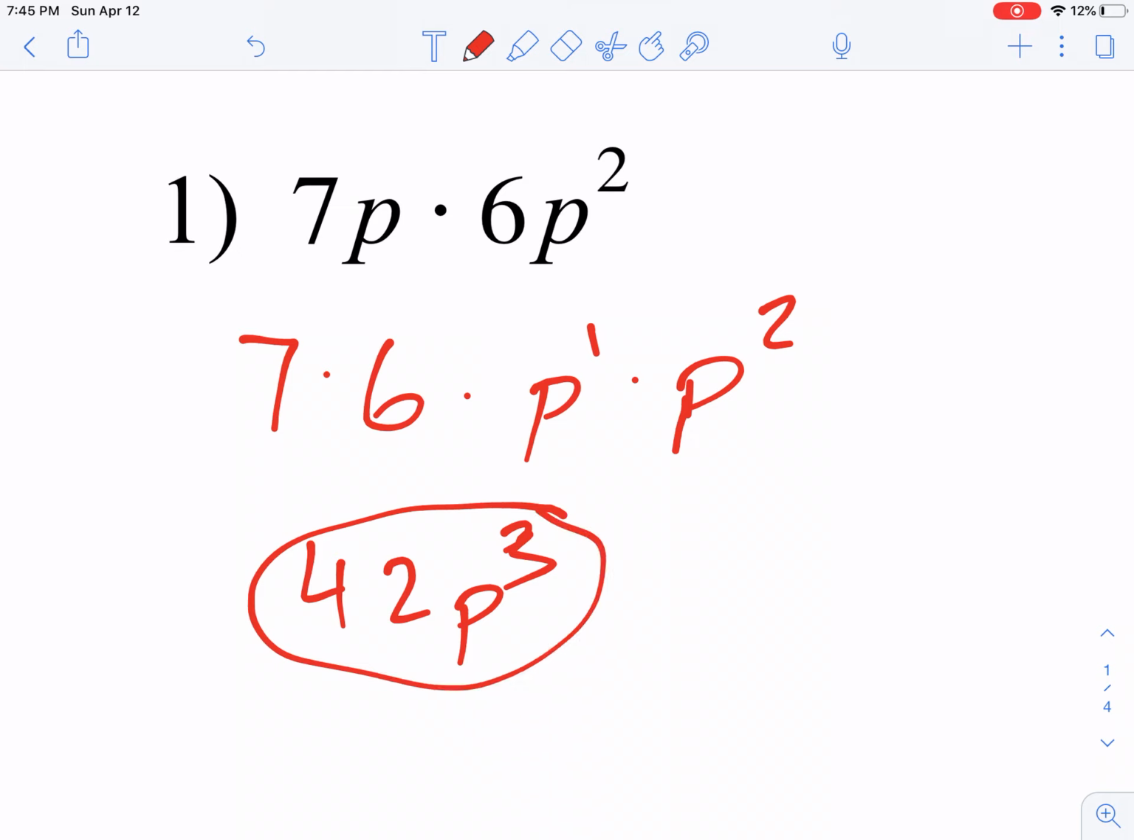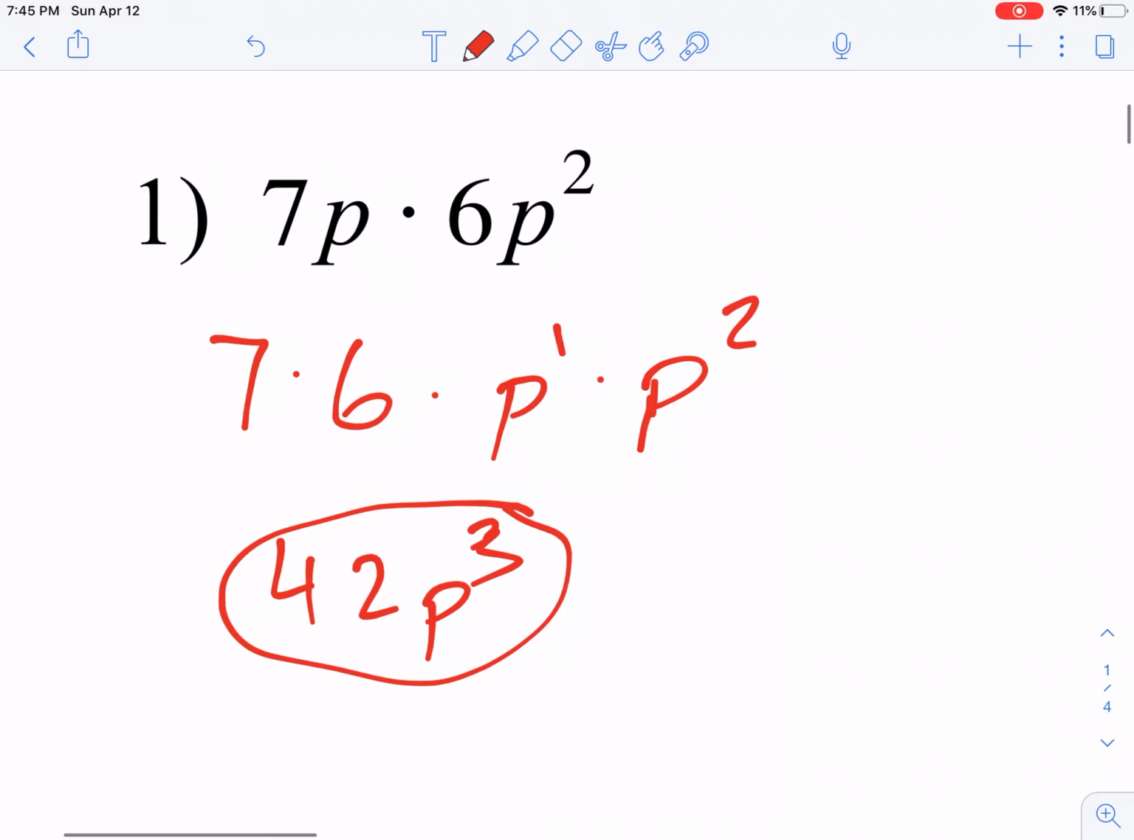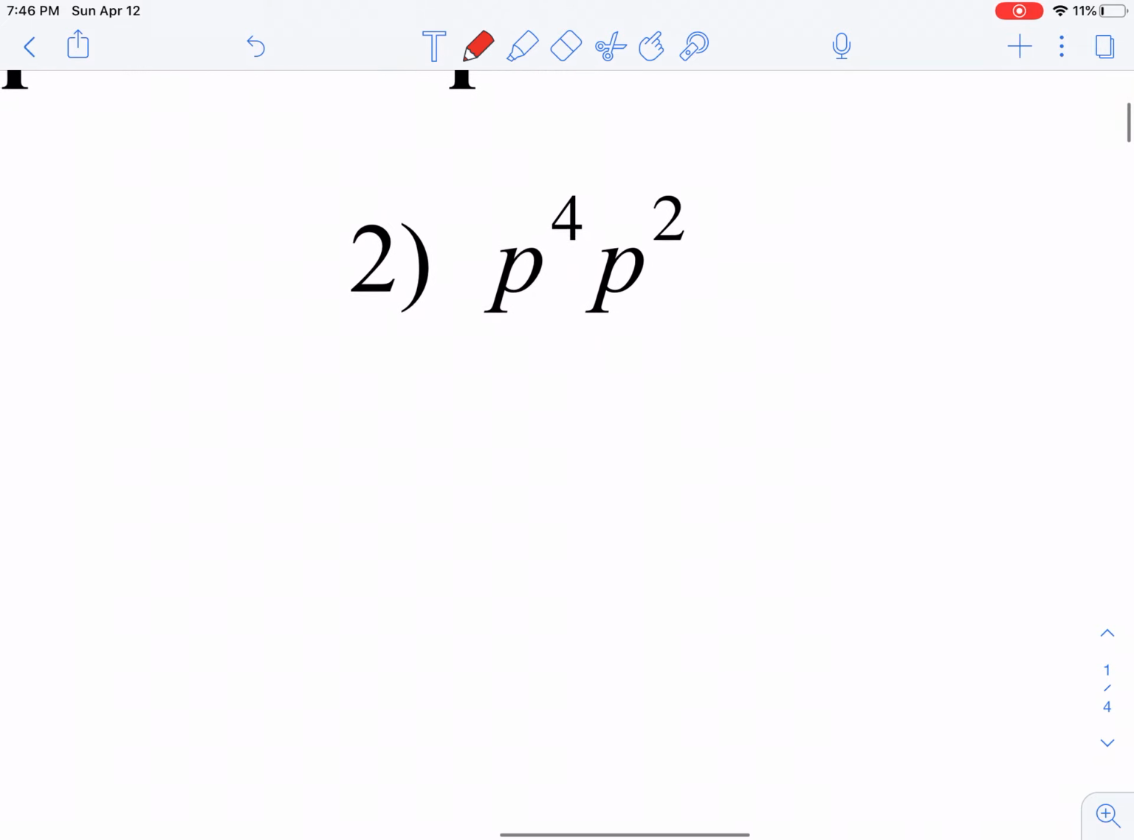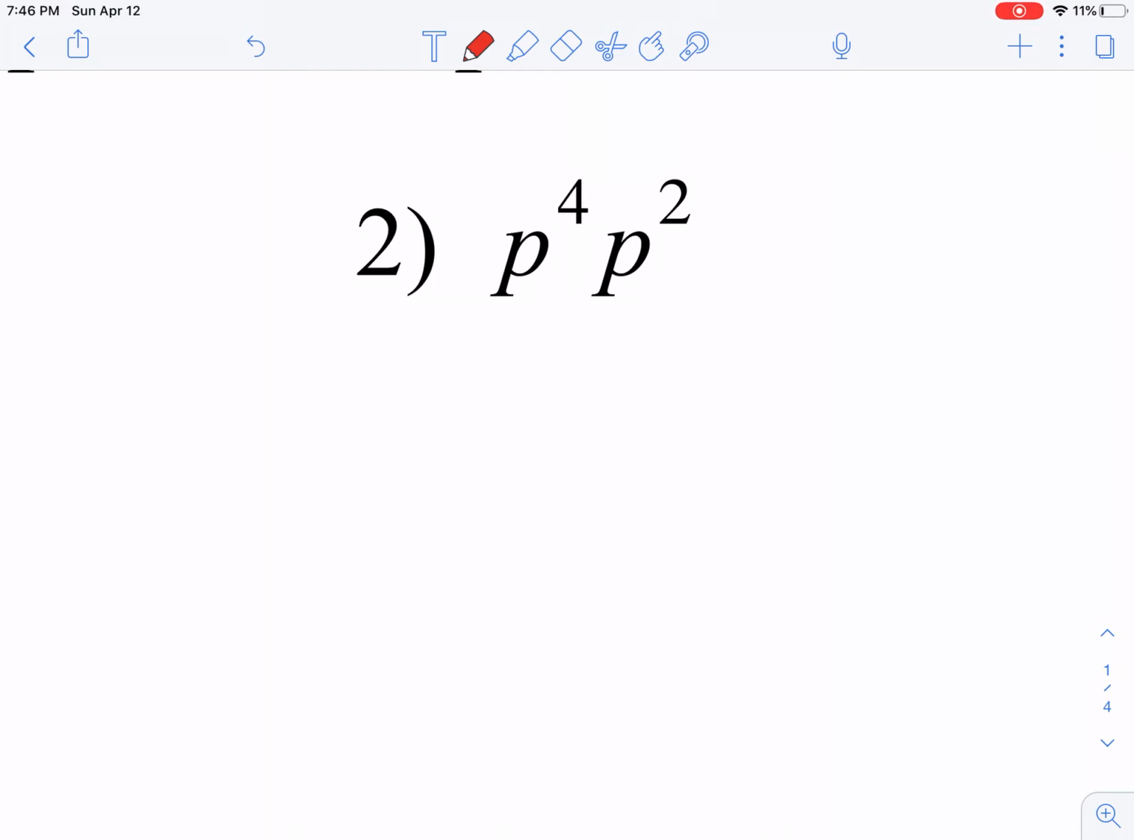And the reason that works is because you can work it out to where it would have been 7 times 6 times p times p times p. And then we end up with 42p to the third. Looking at number 2, we can still continue to do that same thing. P is our base. We're going to keep it. And we're going to add the exponents because we're multiplying here. So 4 plus 2 is 6.